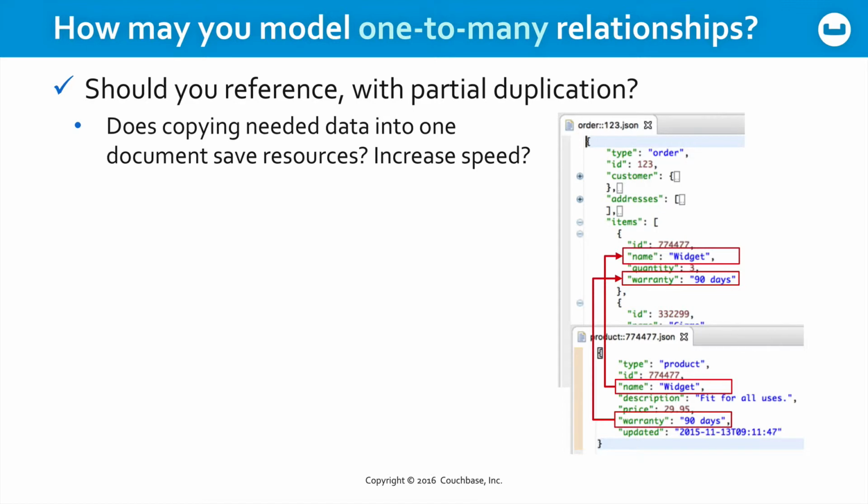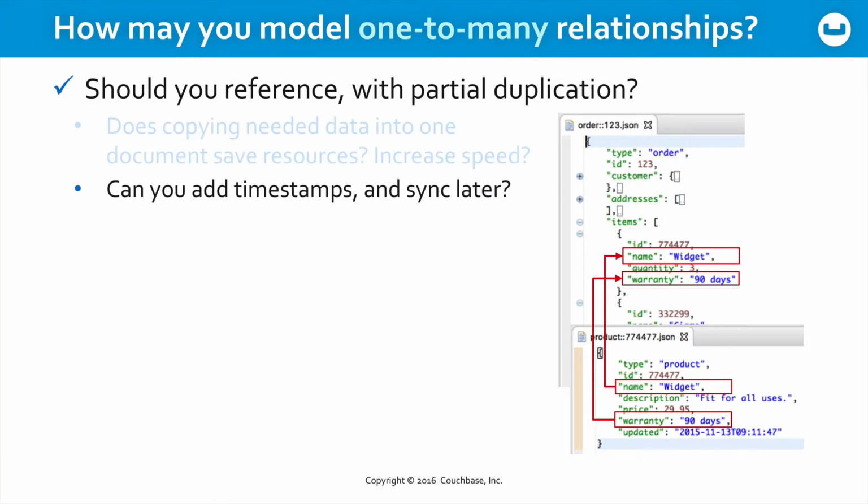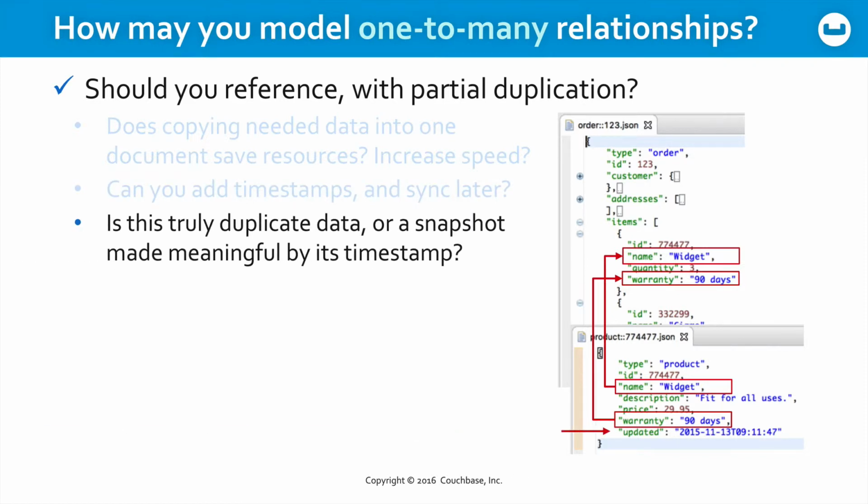Well, if you copy needed data into one document, does that save resources? Does that increase speed? It very well may. Can you add timestamps and sync later? Does that make sense in this scenario? And is this truly duplicate data, as we keep pointing out, or is it merely a snapshot made meaningful by its timestamp?